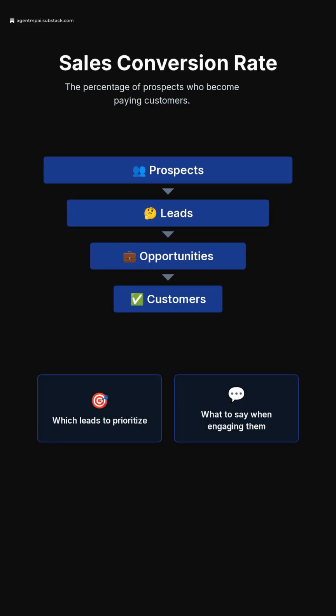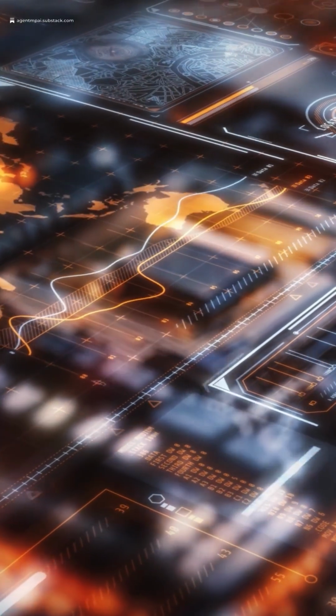CXOs identify that conversion depends on two key decisions, which leads to prioritize and what to say when engaging them. So they deploy a lead intelligence agent that scores prospects in real time based on behavioral signals and firmographic data. And they pair it with a sales enablement agent that generates personalized talking points, handles objections, and recommends next best actions for each deal. The agents serve the KPI, not the other way around.